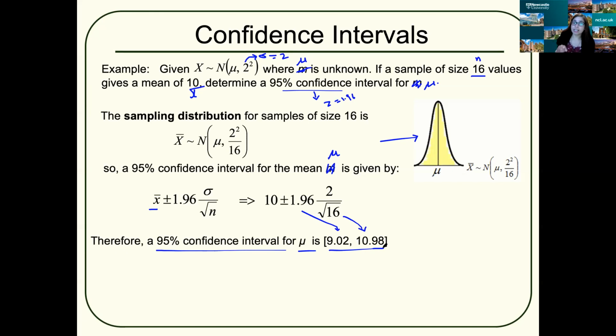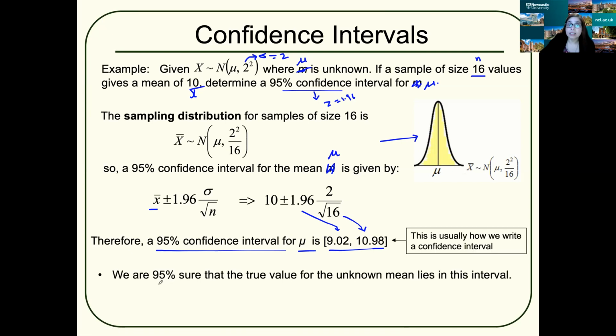Okay, and after that, you have to interpret what you've calculated. You have to clearly say what it really means. There are two important points you can interpret from this interval. One, before that, this is how you should write a confidence interval, with brackets.